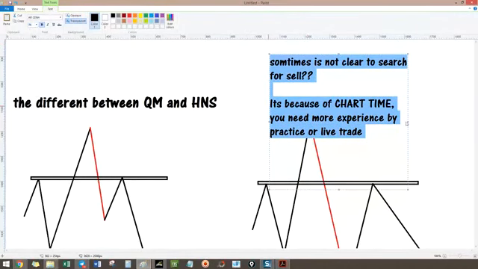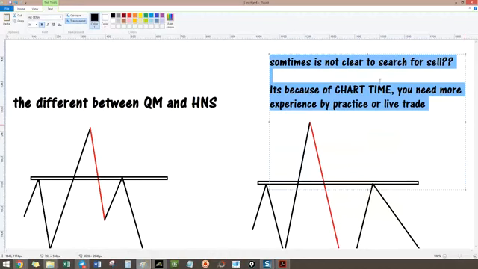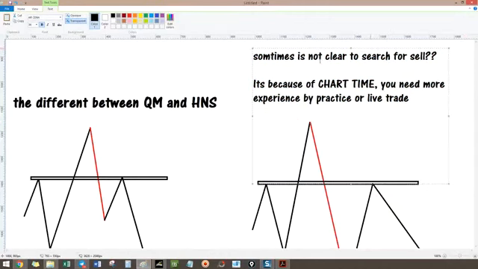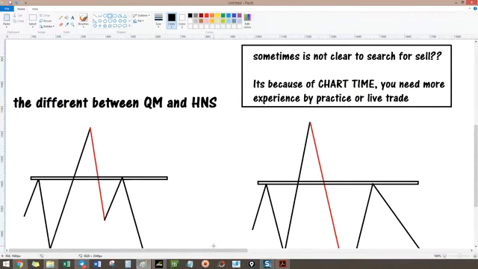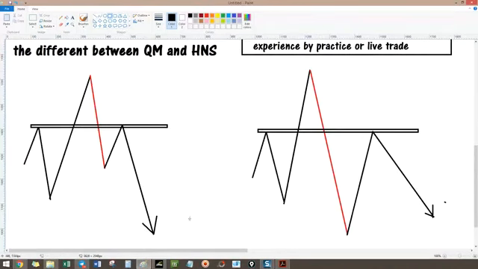The way that I can spot the market is because I have experience. So you just need to do a lot of homework, a lot of live trade to be able to spot it really quick. So let's search these two in the live market, right? First I think I need to label this first.